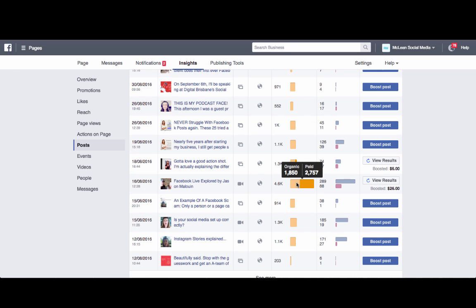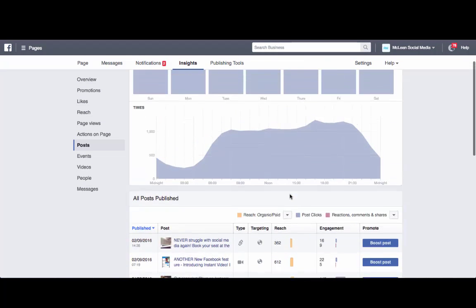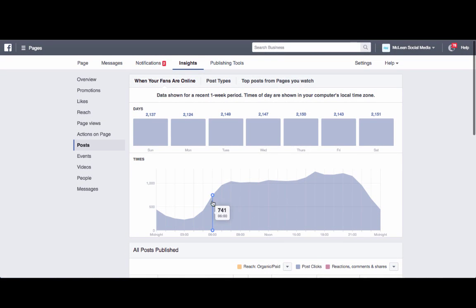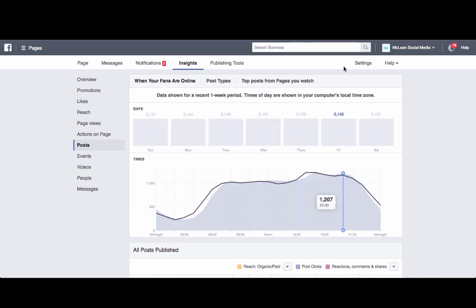You can also see the result between organic and paid. So we can see on this particular post here, I boosted it for $26, which isn't that much. And it more than doubled my reach, and I had a huge level of clicks and a huge level of reactions and comments. So this is how to know what time of day you should be posting on your Facebook page.